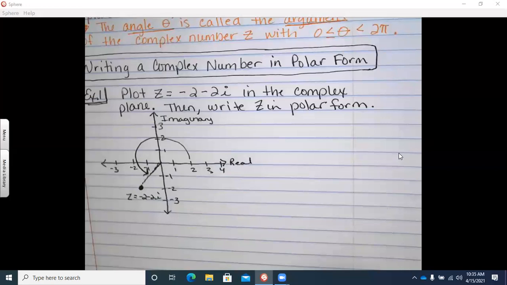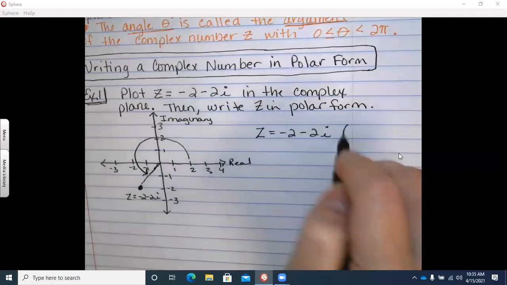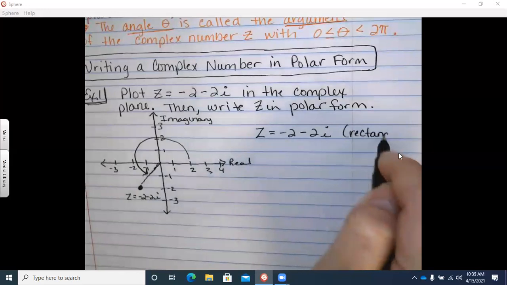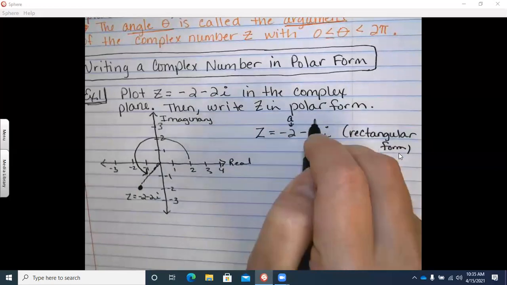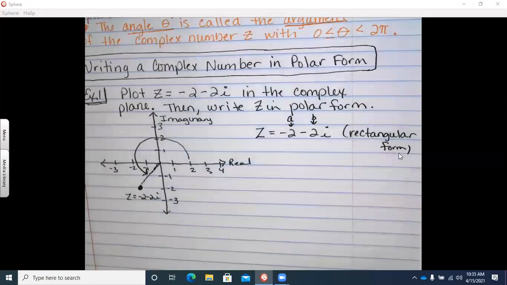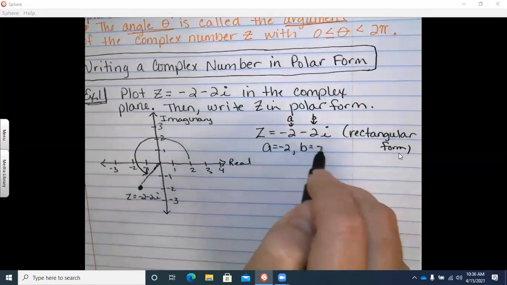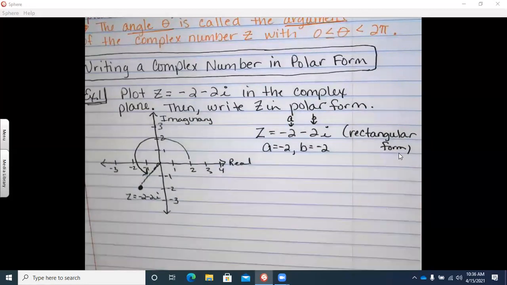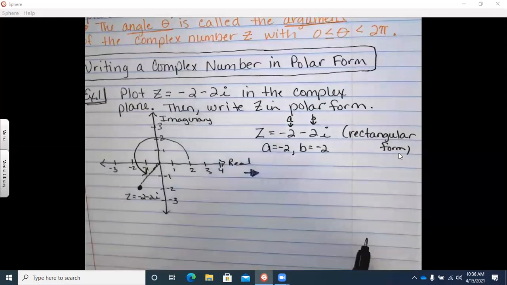So we have in rectangular form, z equals -2 minus 2i. That's rectangular form. We know the a is -2 and the b is also, in this case, -2, correct? So a is -2 and b is -2 as well. All right, it's going to be a little confusing at first, but hopefully with a little practice, y'all will be all good.